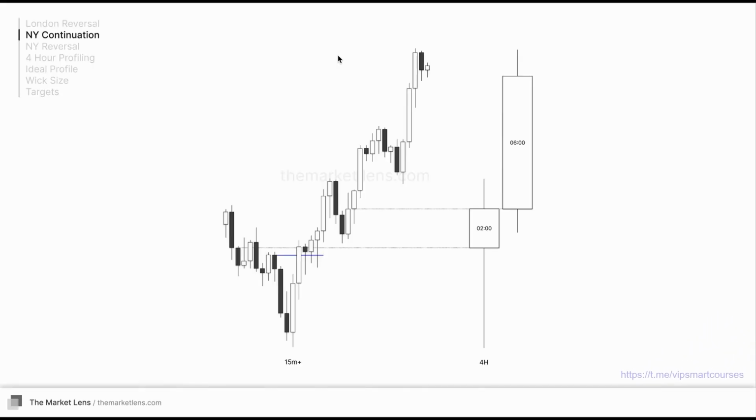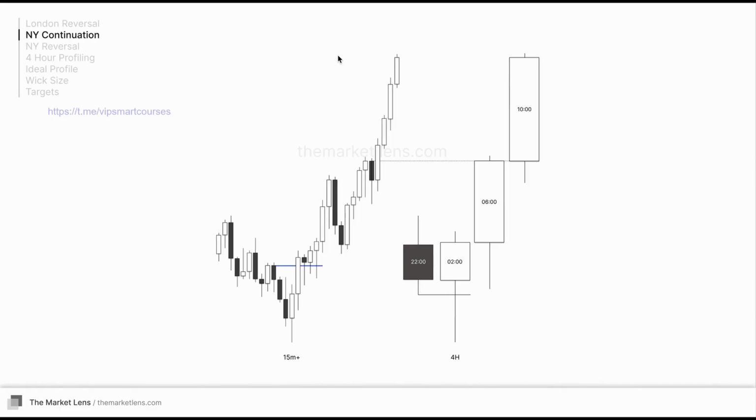Now we will be going over New York continuation. In a New York continuation between the hours of 8 a.m. and 10 a.m., we will trade within the 6 a.m. 4-hour expansion candle, moving away from the low of the day that was created in the previous sessions. Entries will be paired with the volatility drivers to support continuation towards open objectives.